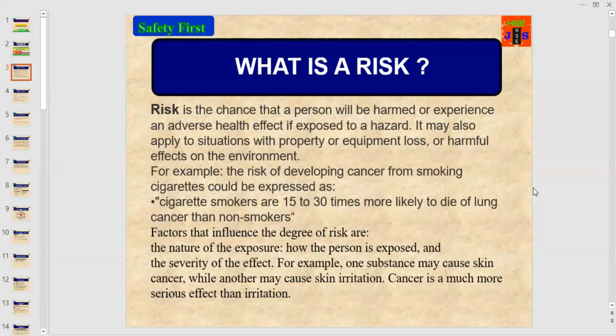Factors that influence the degree of risk are the nature of the exposure, how the person is exposed, and the severity of the effect. For example, one substance may cause skin cancer, while another may cause skin irritation. So, cancer is a much more serious effect than irritation.